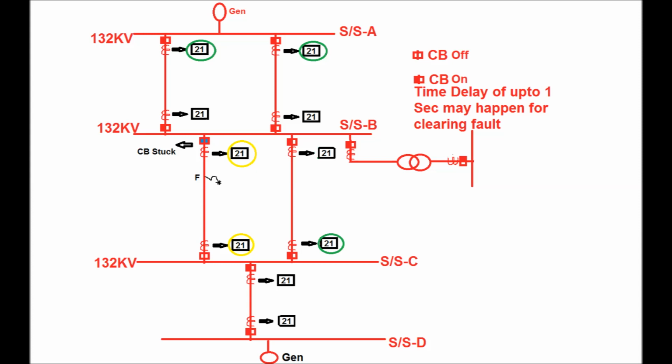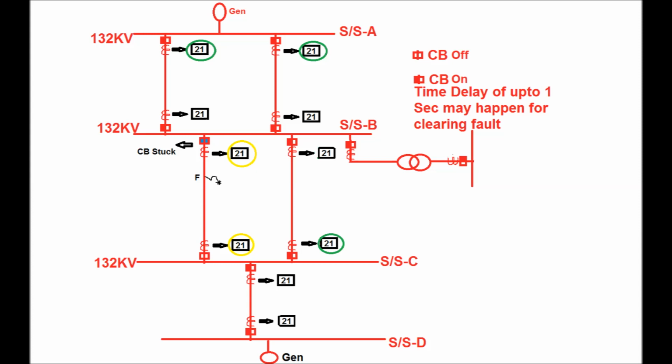Therefore, the relays at substation A end and substation C end will pick up under zone 2 or zone 3 time depending upon the fault location from the substation B end. It may be zone 3 time if it is located far from the substation B end, and thereby the fault will be cleared under zone 3 time, that is a delay of 1 second. So due to this delay, damage may occur in the system.